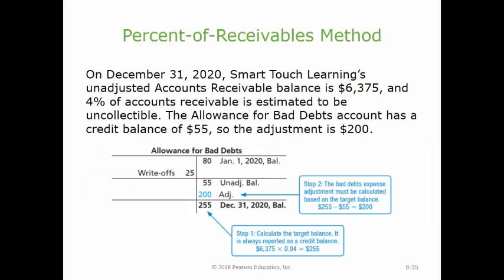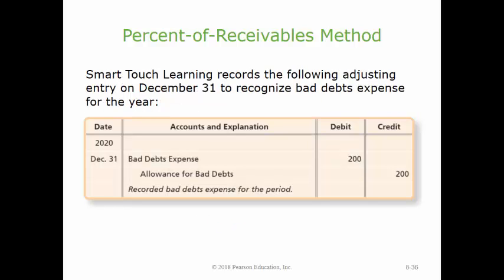In step 1, the company determines the target balance for the allowance for bad debts account, $255, $6,375 times 4%. Next, its accountant determines the amount of bad debts expense adjustment. $255 minus $55 is equal to $200. On December 31st, Smart Touch Learning records a debit to bad debts expense and a credit to allowance for bad debts for $200 to recognize bad debts expense for the year.